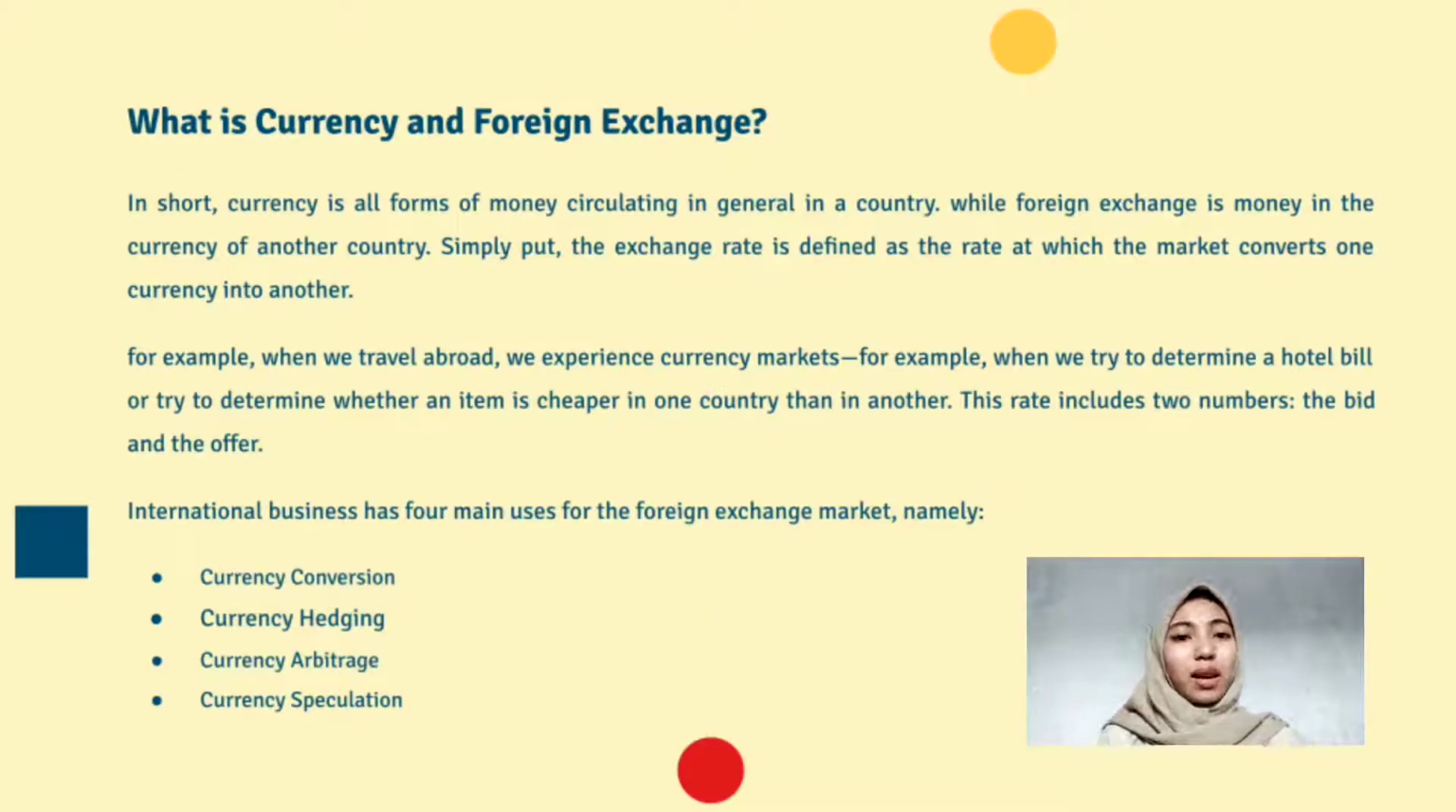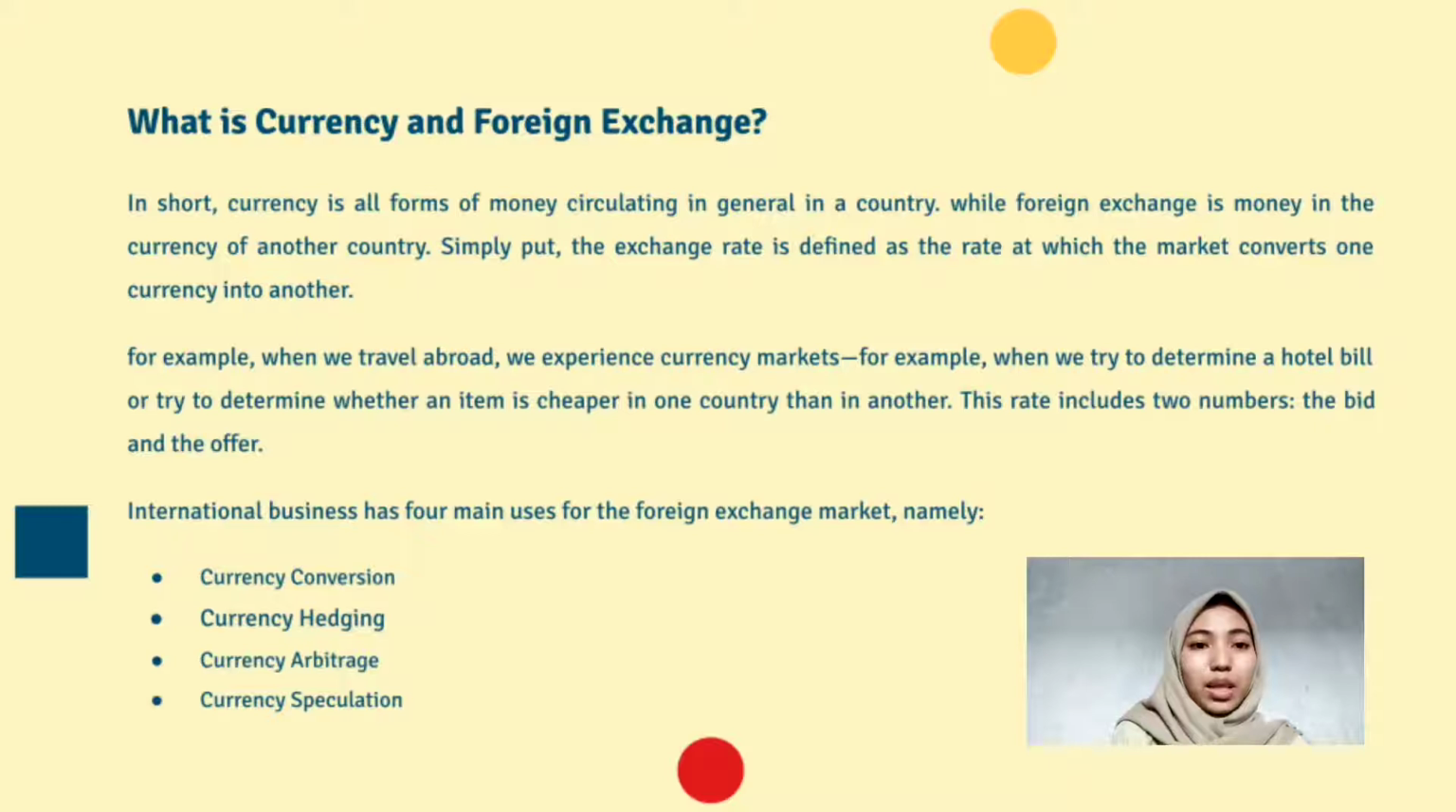So, what is currency and foreign exchange? In short, currency is all forms of money circulating in a country, while foreign exchange is money in the currency of another country. Simply put, the exchange rate is defined as the rate at which the market converts one currency into another. For example, when we travel abroad, we experience currency markets when we try to determine a hotel bill, or try to determine whether an item is cheaper in one country than in another. This rate includes two numbers, the bid and the offer.